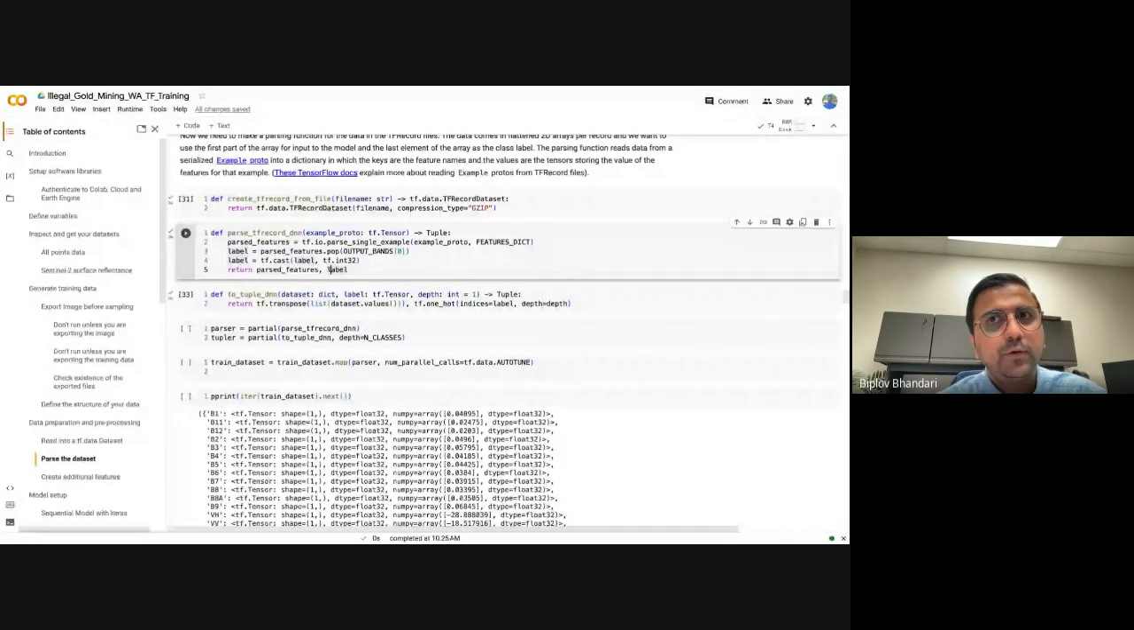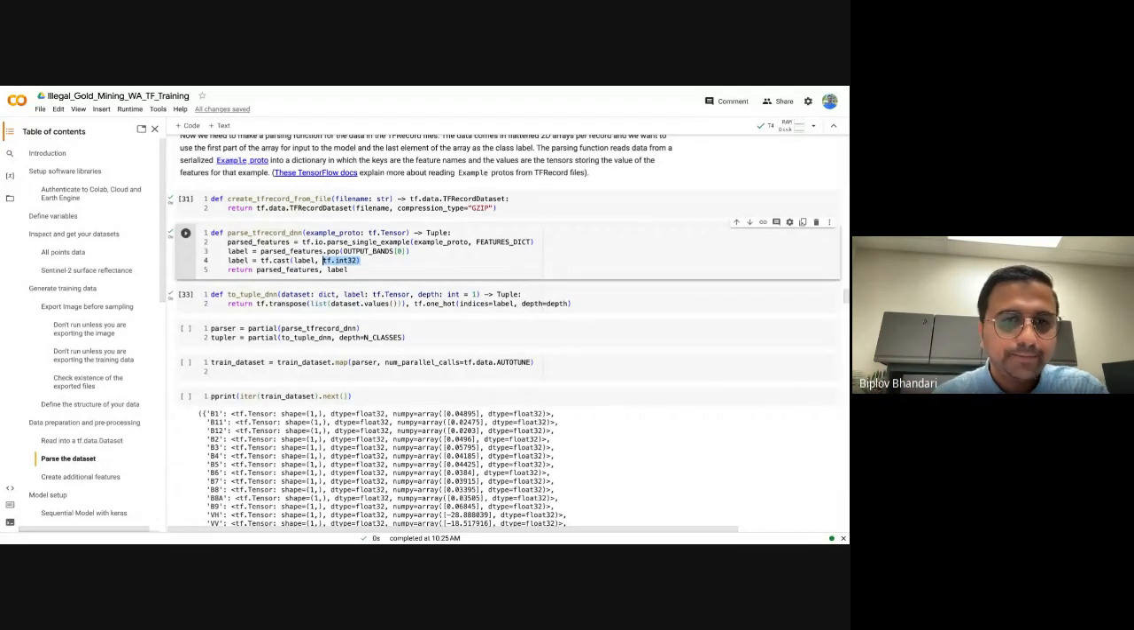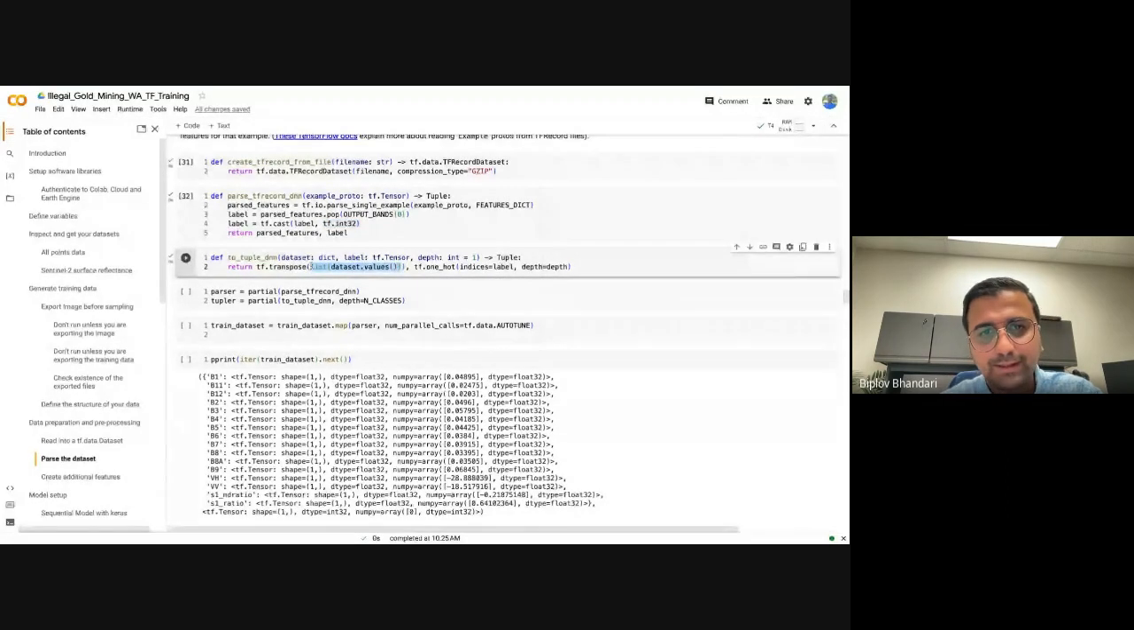The way TensorFlow accepts the data to train is that it needs a tuple of data. The first element of that tuple is the feature, and the second element is the label. So that's why we are extracting the label out from the parsed feature. Here you can see that we are converting it to an int32 because it's either 0 or 1. And here again, we're transposing it. If you have an array of arrays, you want to put that in a single array, so it's basically doing that here.